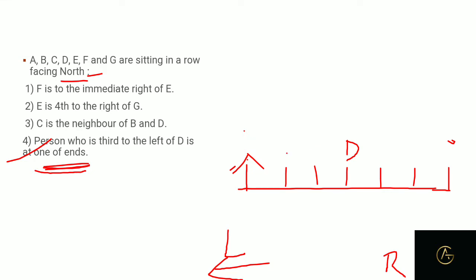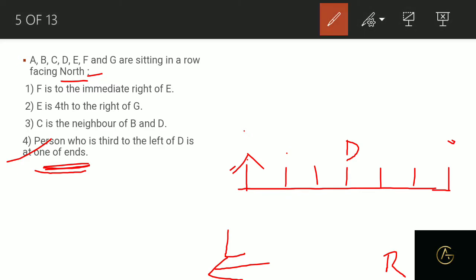So next, now we have D. In the third point we have D. We will pick this: C is a neighbor of B and D. C can come here or here. If C comes here, then here will be B. If C comes here, then B will come here. Right? There are 2 possibilities.